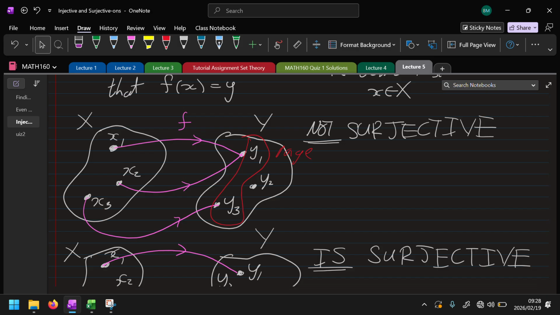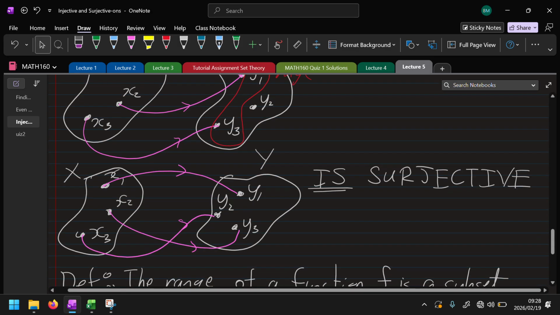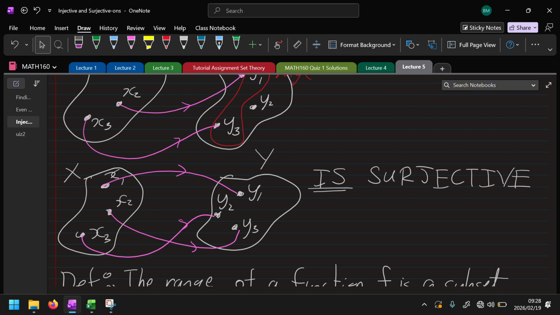Let's look at the second case. Is y1 in the range? Is y2 in the range? Is y3 in the range? All of them are in the range. And that makes it surjective.